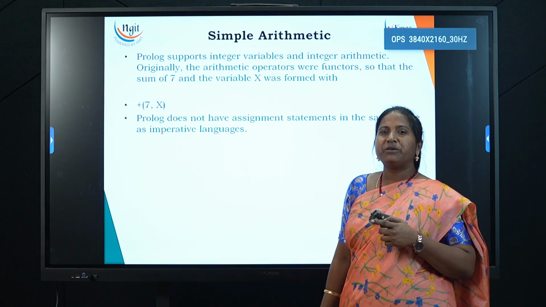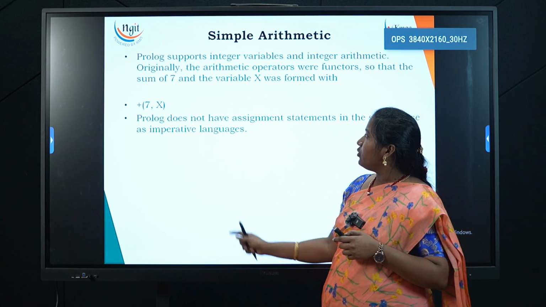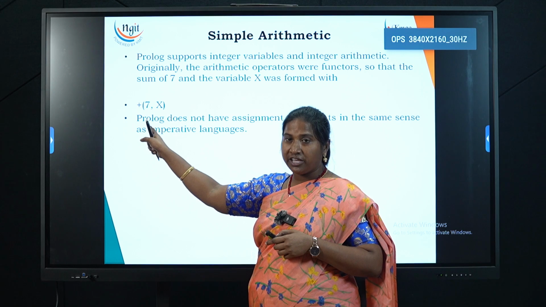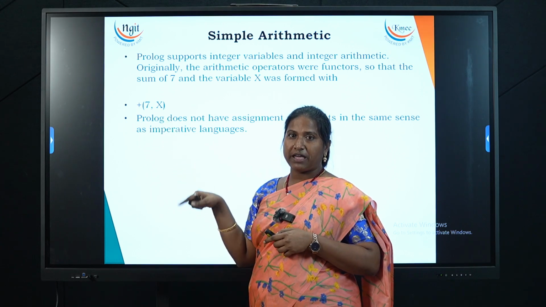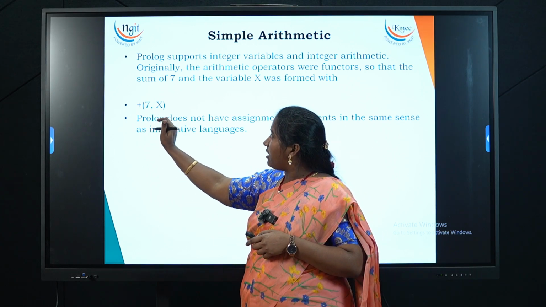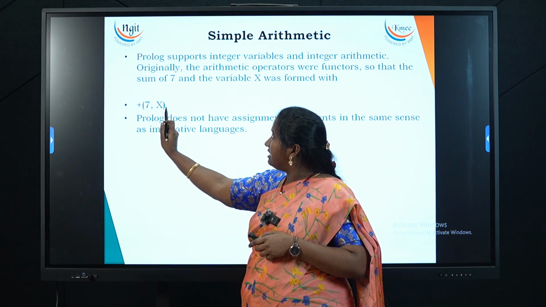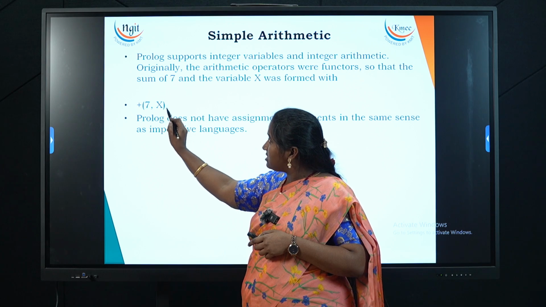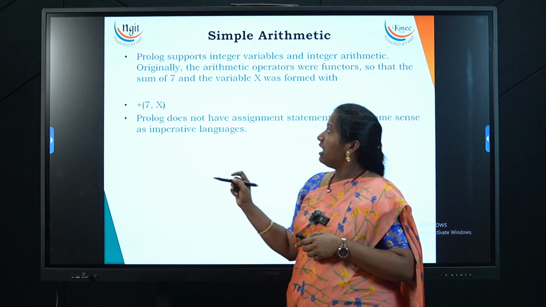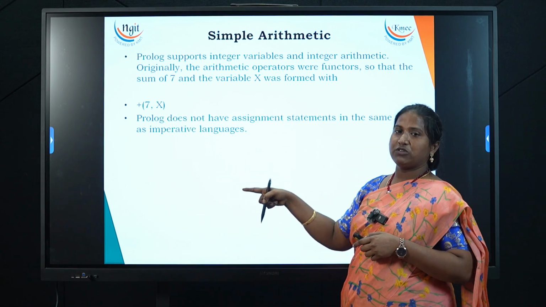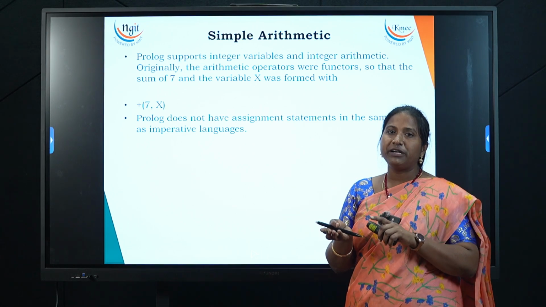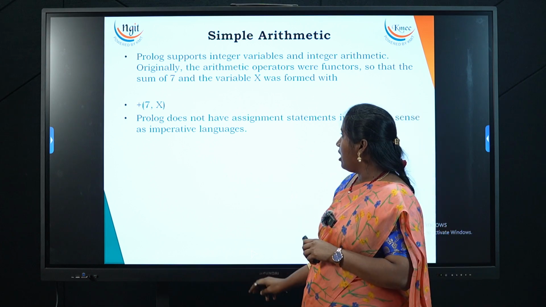We can even have simple arithmetic in Prolog. So you can find here something like plus 7 comma 6. Plus is a functor name, and 7 comma 6 are the parameters. So here the parameter we gave is 7 and this is X. So the X value will get passed in this function. So Prolog executes not only declarative semantics but also performs arithmetic operations.